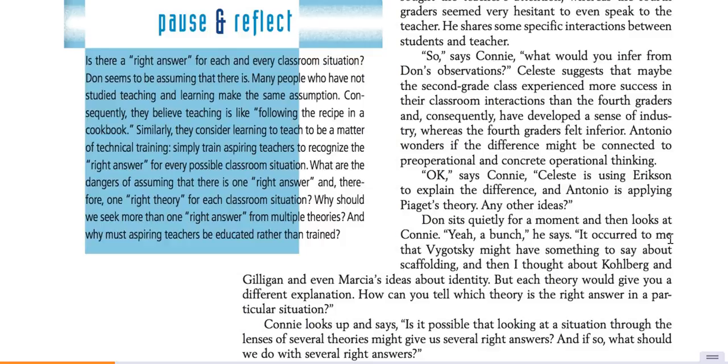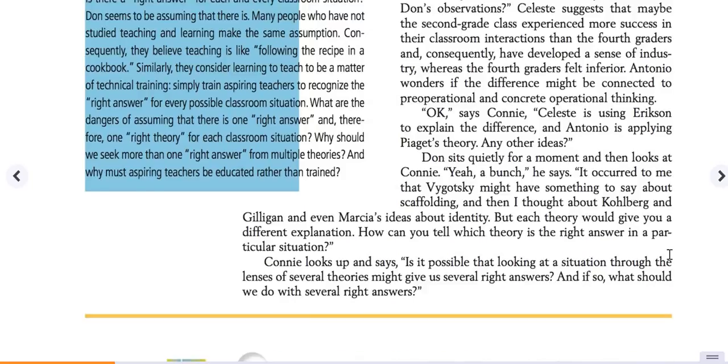Don sits quietly for a moment and then looks at Connie. "Yeah, a bunch," he says. "It occurred to me that Vygotsky might have something to say about scaffolding, and then I thought about Kohlberg and Gilligan and even Marcia's ideas about identity. But each theory would give you a different explanation. How can you tell which theory is the right answer in a particular situation?"